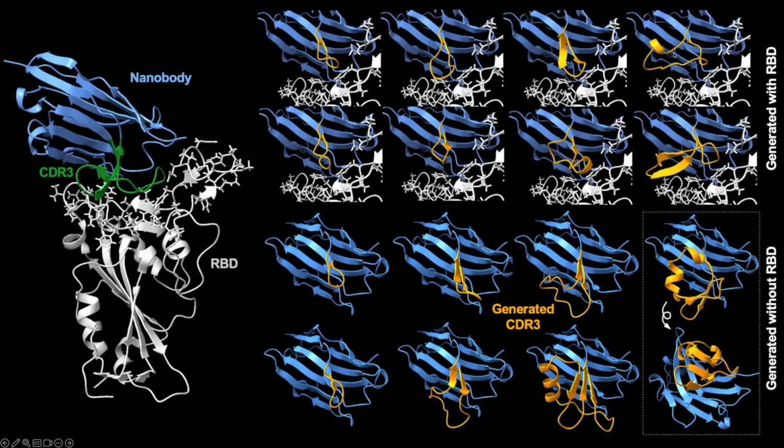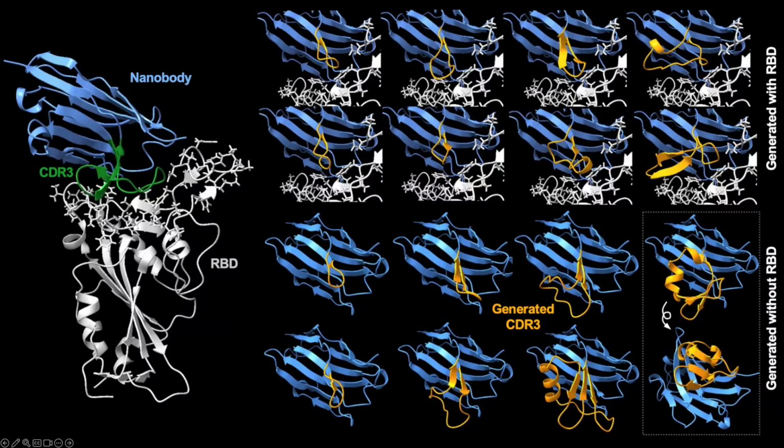The top CDR3s are sampled with the RBD present and the bottom ones are sampled without. And it's pretty good at avoiding clashes of the atoms, even though it's only seeing the backbones. Like it's doing kind of sensible things. There are no great metrics for these as far as we're aware, but it's at least producing plausible geometry.